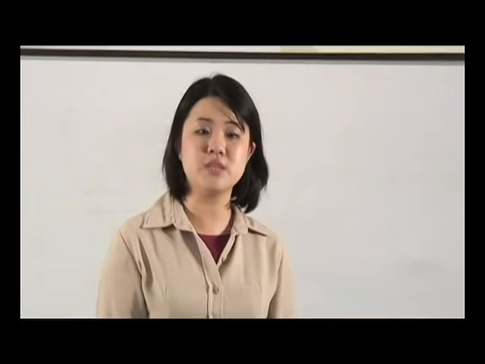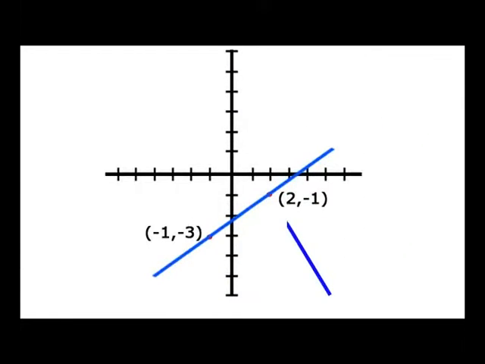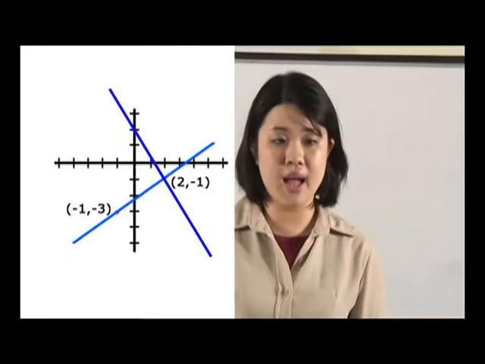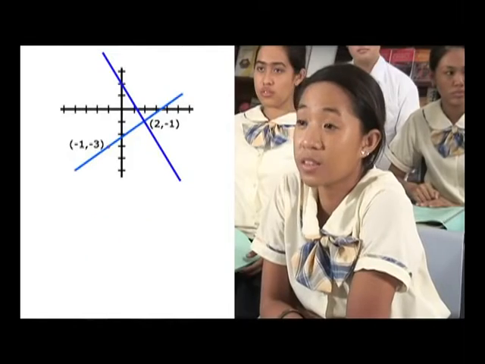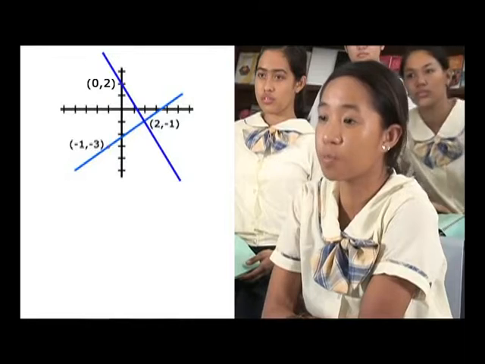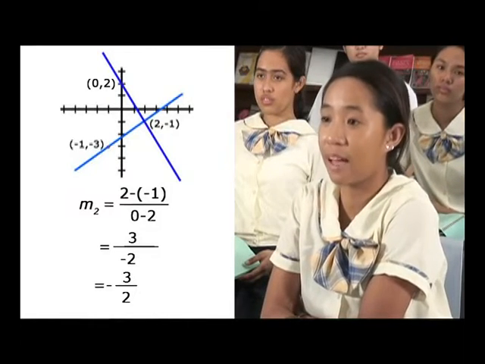Now, I need somebody to draw a line through (2, negative 1), which is perpendicular to the given line. I want to try. Go ahead, Jay. What's the slope of the second line? We see that the point (0, 2) is on the line. We can compute the slope using this point and (2, negative 1). This will give us negative 3/2.